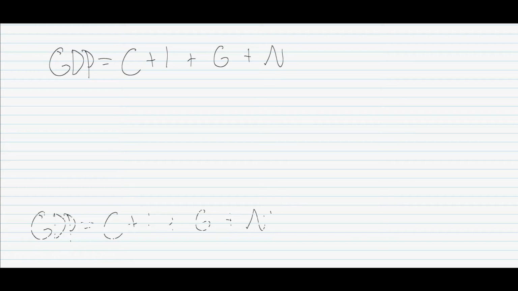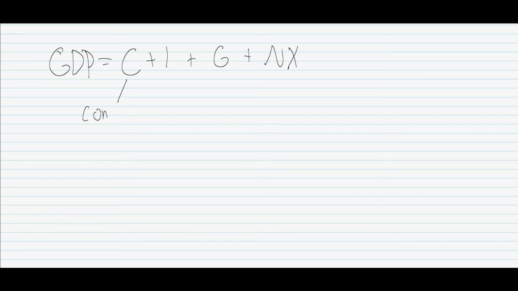Hey guys, in this video we're going to talk about the CPI, the PPI, the GDP deflator, and I'll go over something I forgot to put in the GDP video. Alright, here we go. GDP is equal to C plus I plus G plus net exports. What does that mean?